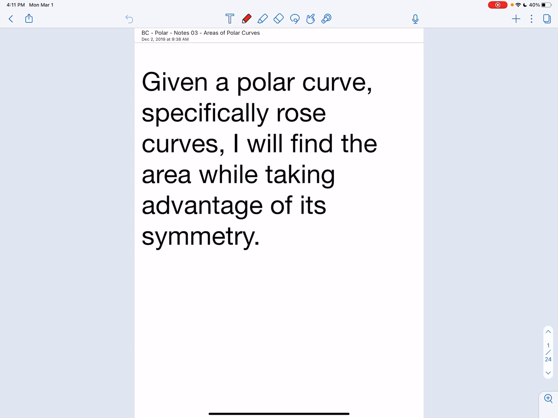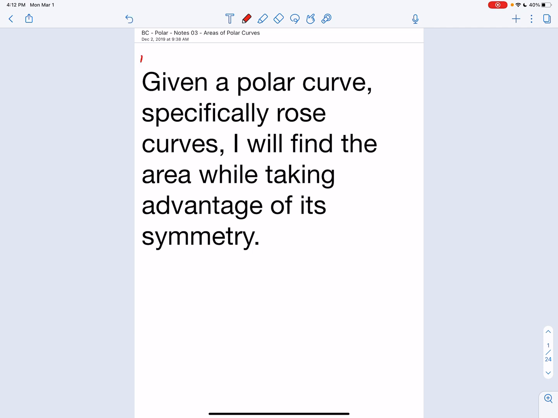Hey everyone, this is BC Polar Notes number 3. So this is pretty much the last concept with polar, but it'll be broken up into two different sections here because it does get a little tricky depending on what equations you're dealt with. But I'll go with it step by step with you guys so that it looks seamless. Okay, and it'll be very easy for you guys to approach it.